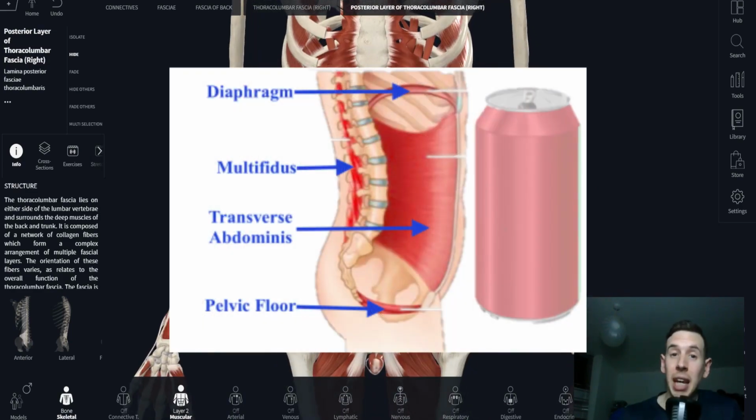And what they do together is that when they contract, they increase intra-abdominal pressure. They create this decompressive effect on the spine, so that when you take on any kind of load through your spine, whether that's a barbell or leaning back or whatever it may be, it helps to limit the amount of strain that goes through the actual spinal structures themselves, like the vertebrae and the discs.